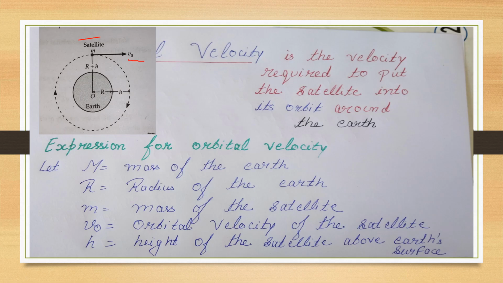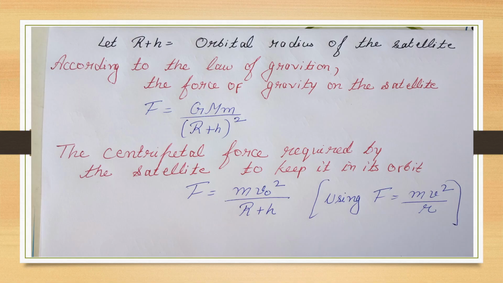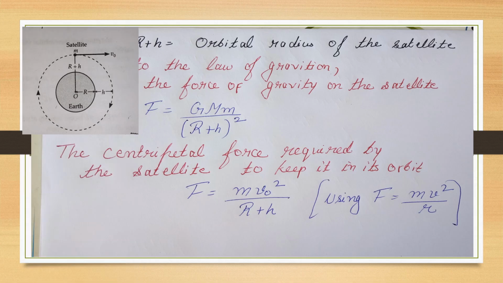So according to the law of gravitation, we know that the force F is equal to capital G, capital M into small m divided by R plus h whole square. So what is R plus h here? R plus h is the orbital radius of the satellite. Here R denotes the radius of the Earth and h is the height of the satellite above the Earth's surface.